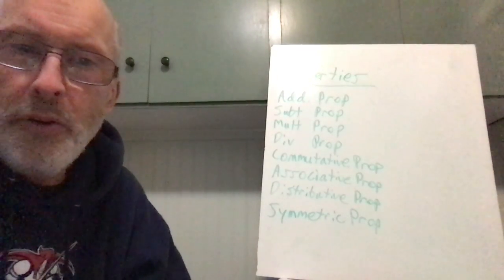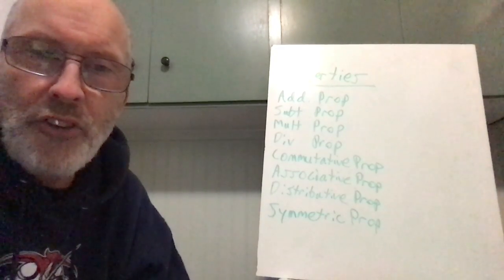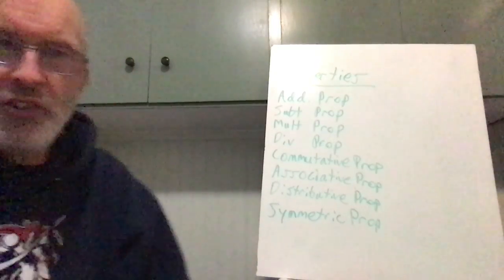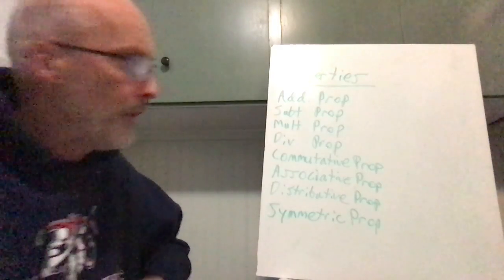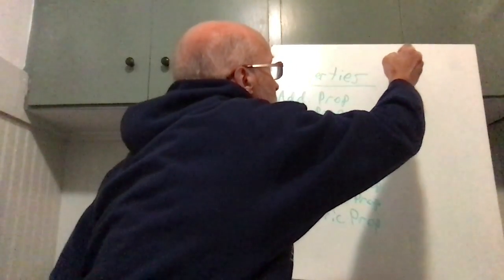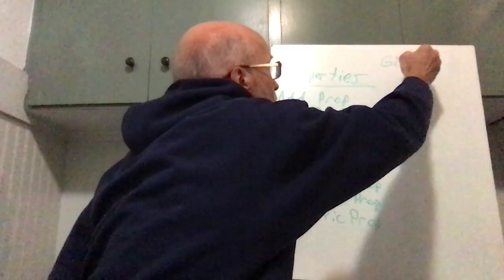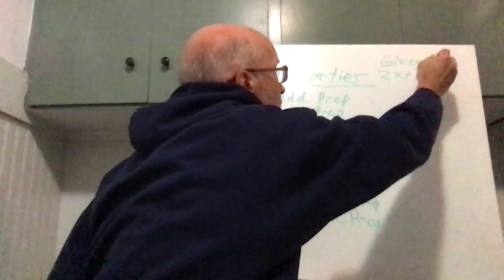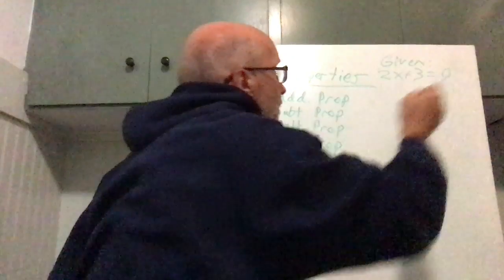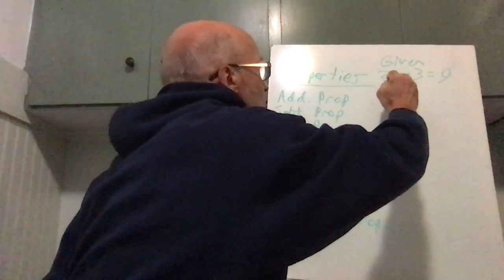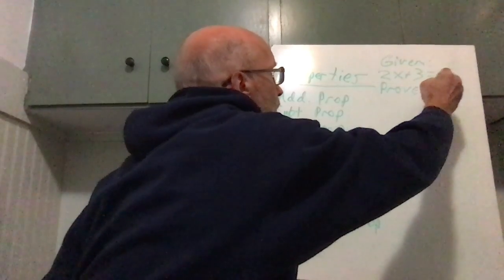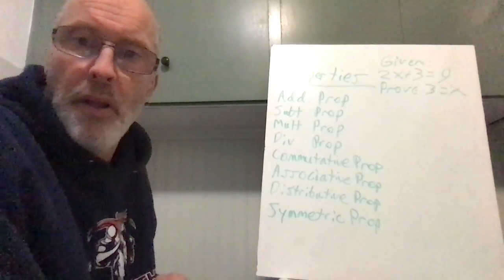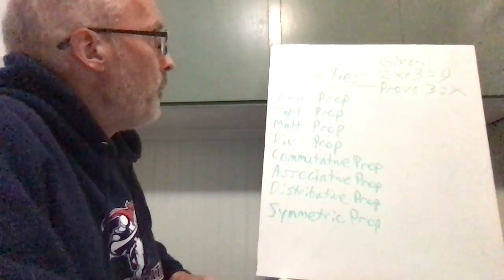So we're going to do a simple proof, and I'm going to show you the steps that I'm concerned about, and we'll just dip our toe in the water, okay? So, given. All proofs are going to give you something. So I'm going to say 2x plus 3 equals 9. You are going to prove that 3 equals x. So take a gander at that.